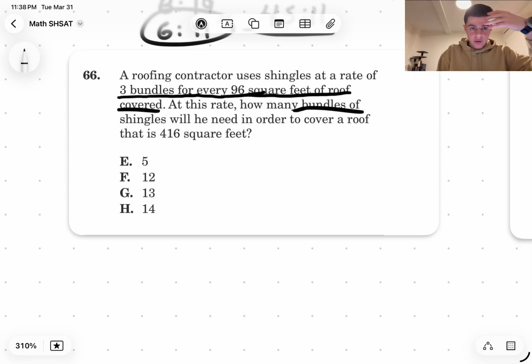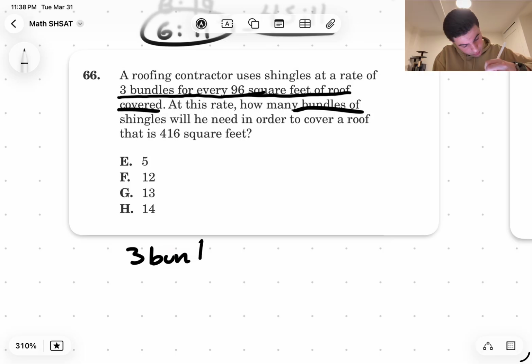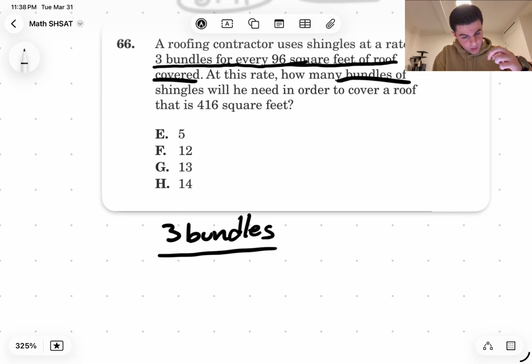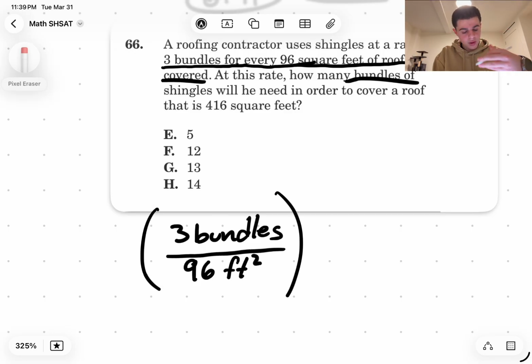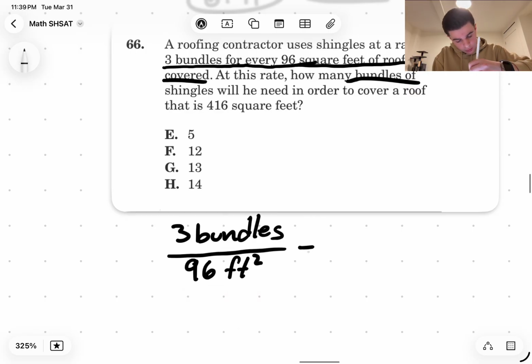And you can do this with ratios. I prefer doing this stuff with fractions, but you could do this with ratios. So what I'm going to do is write 3 bundles over 96 feet squared. And you could also reverse this. It should work if you flip it, as long as you're consistent. You don't have to write the 3 over the 96. It could also be the 96 over the 3. So this is going to be our converter, basically. This is telling us how many bundles are in 96 square feet. And you could take this down to the unit conversion if you want, but you don't actually need to do that, because we can set this equal to, because it tells us at this rate.